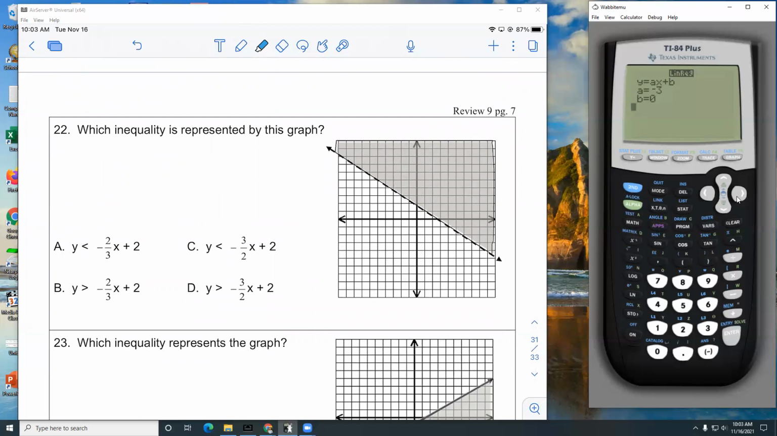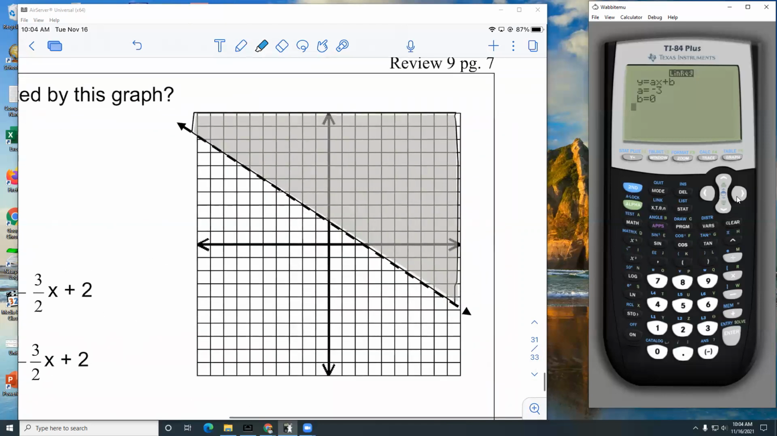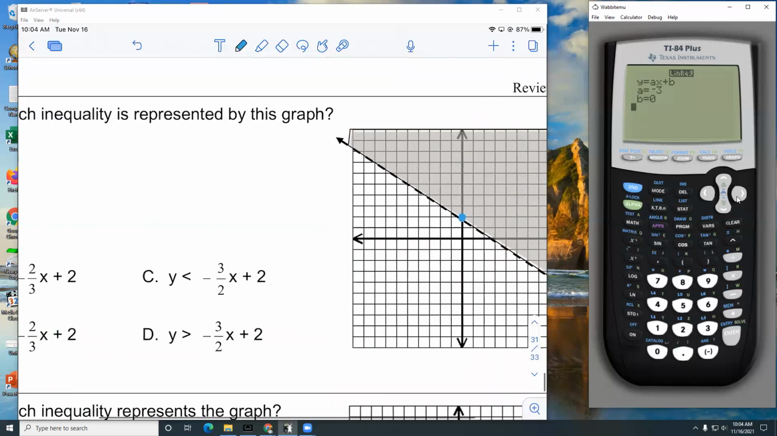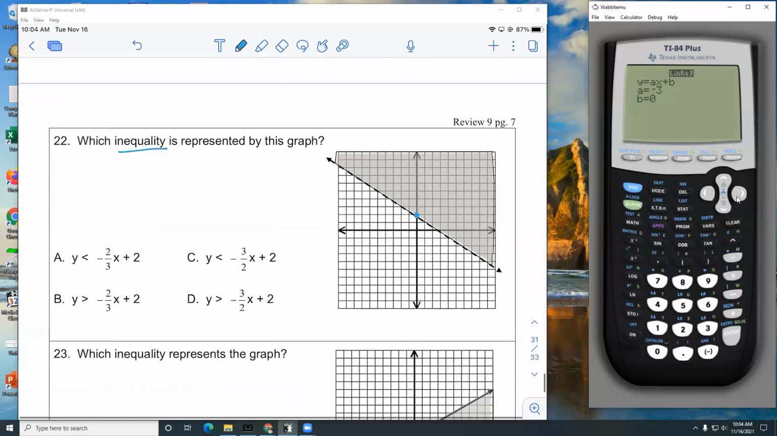All right. Number 22 says, which inequality is represented by this graph? Okay, so first thing I think we should do, let's identify our y-intercept. Looks like my y-intercept is at +2, so that's good. All right. Now, with inequalities, I can also find out where it's shaded. That's going to help me find my inequality, and what kind of sign it is, if it is dashed or solid.